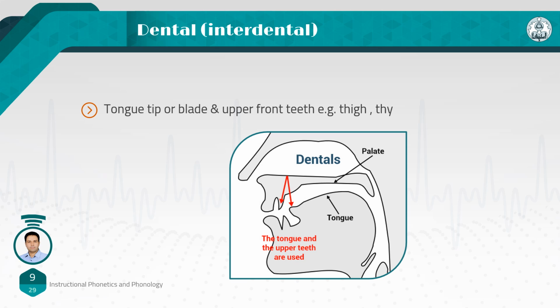So sounds that are produced between the teeth are called interdentals, and others are called dental. But we can interchangeably call them dental or interdental, as in thigh or thy: tip or blade of the tongue, and upper front teeth.